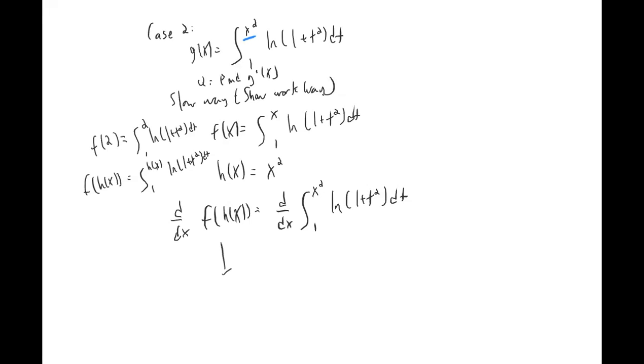And if you remember from math 2a, this is the chain rule. When you take the derivative of a composition, this is f prime of h of x times h prime of x. Do you all remember the chain rule? Okay, so we're almost done. To find f prime of h of x first, let's do baby steps. What is f prime of x?